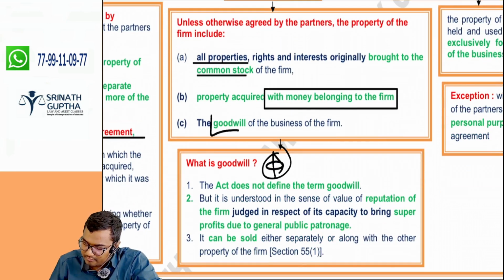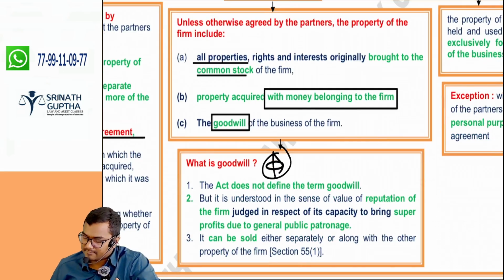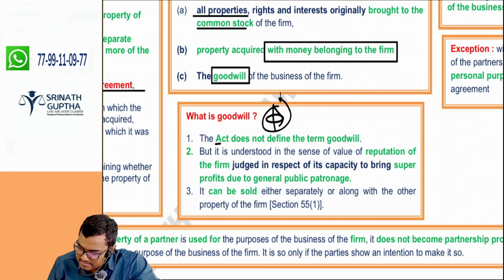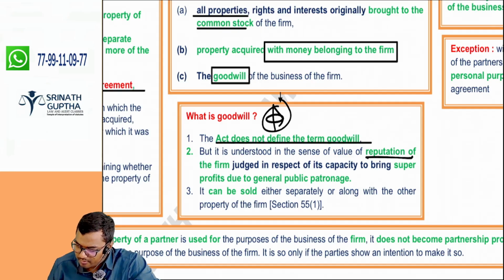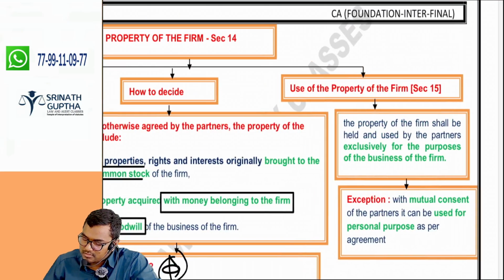And third, goodwill of the firm. Goodwill is the name enjoyed by the firm in the business. Goodwill is not defined under the Partnership Act. It is a reputation enjoyed by the partnership firm, which helps to get super profits. Goodwill can be sold.